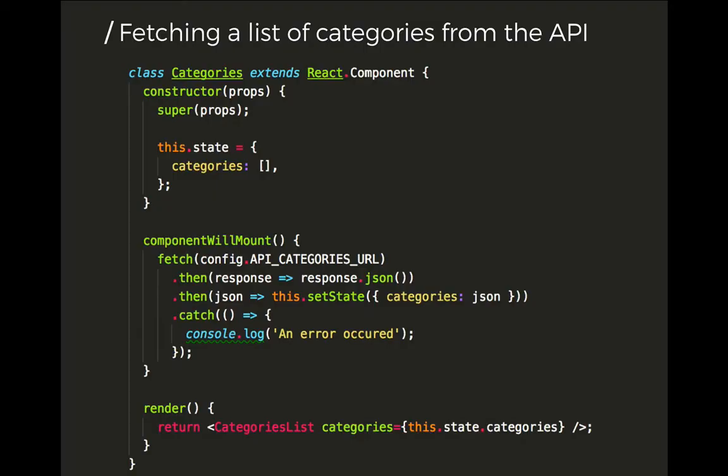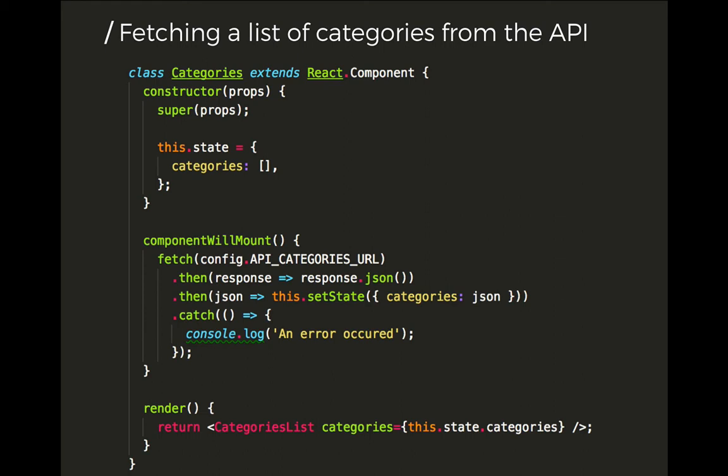Here is a React component that reads a set of products categories from the API. The component state is initialized with an empty list of categories. In the component will mount method that is automatically called by React before render, we make a request to fetch the categories and we add them to the state after receiving the response. As you can see, we don't need to call the render method when the categories are received, because React takes care of that for us and re-renders the component.